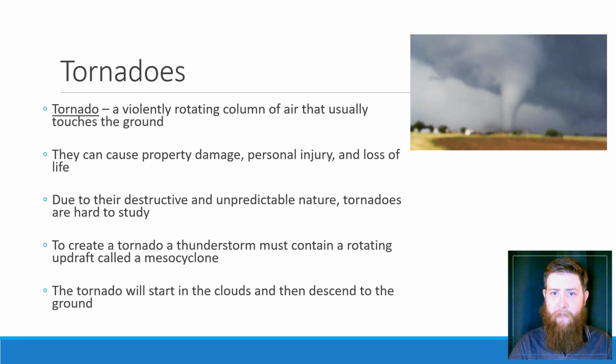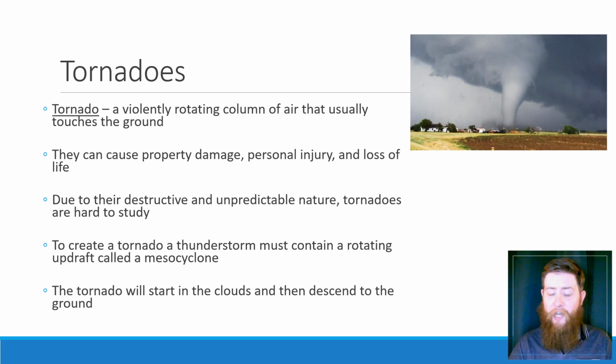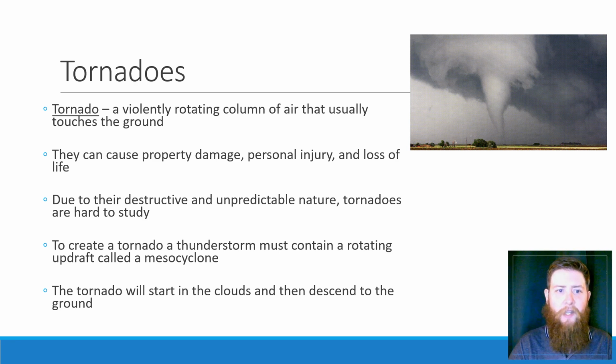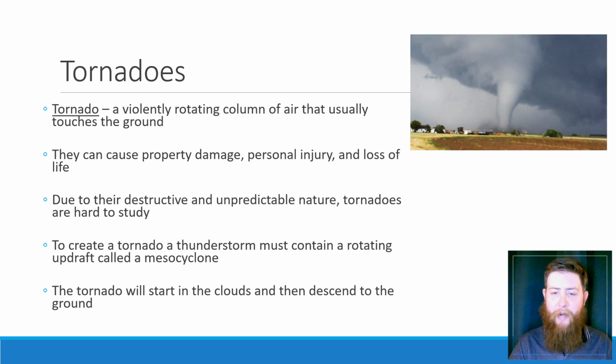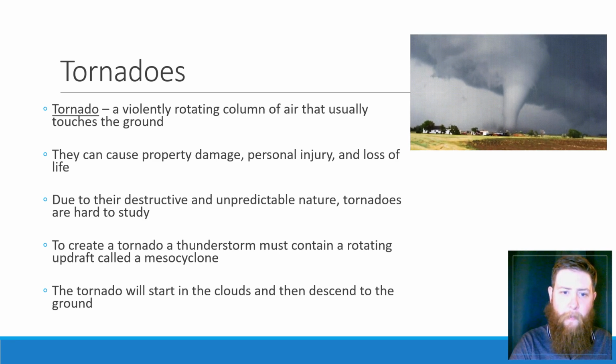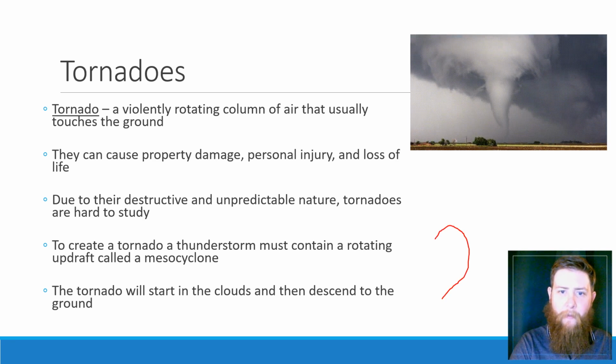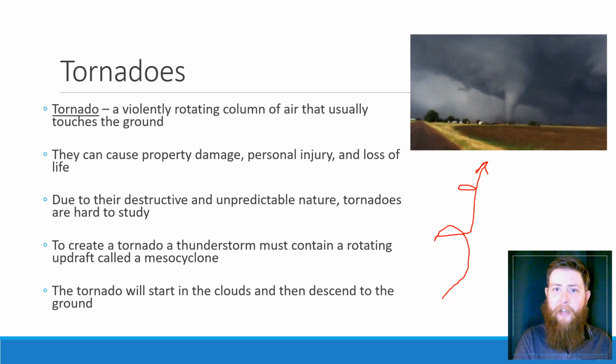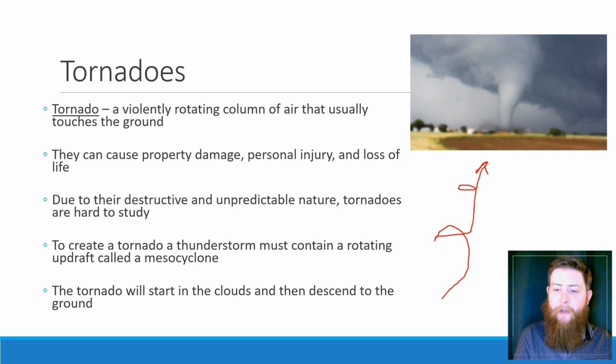Tornadoes are really hard to study. There's a whole group of people who will chase down tornadoes and try to launch drones into them and get some atmospheric readings on what's going on in there. So to create a tornado, a thunderstorm must have that rotating updraft where it makes a circle and spirals up. This is called a mesocyclone. It starts way up high in the clouds and then will descend down till it touches the ground.